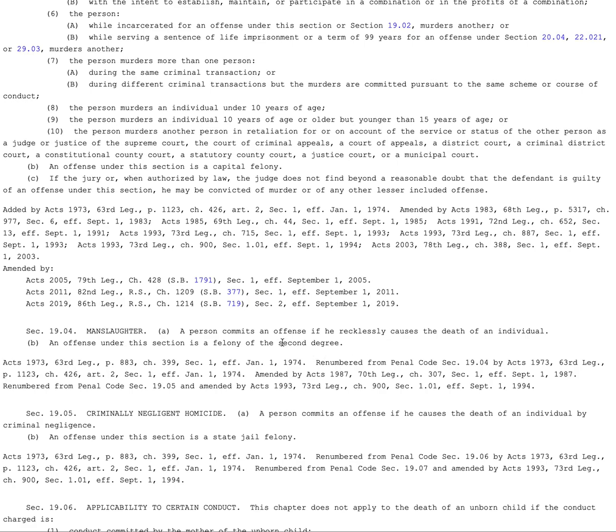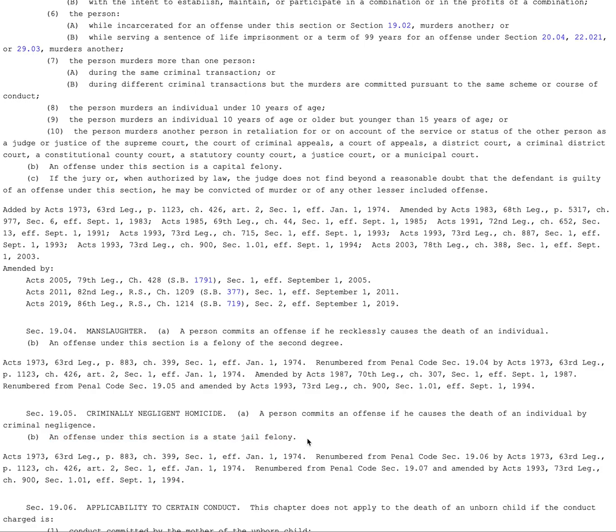So manslaughter and murder in Texas are relatively simple. We do not differentiate like other states do between first and second-degree murder, voluntary and involuntary manslaughter. We have these different terms for those lower-level types of death. We'll look at this, then I'll give you an example. Criminally negligent homicide is the lowest or least serious form of homicide that we have. It's a state jail felony.